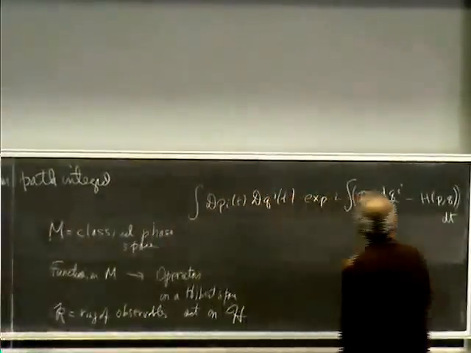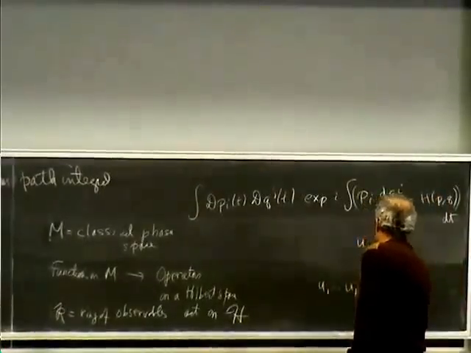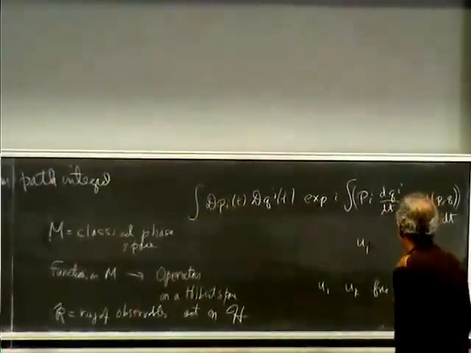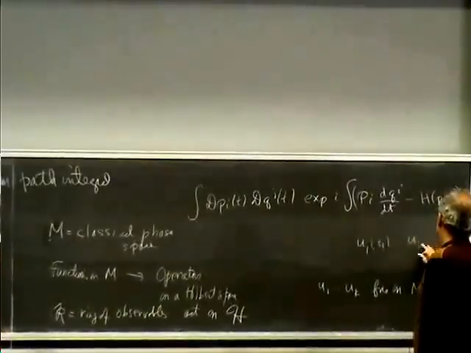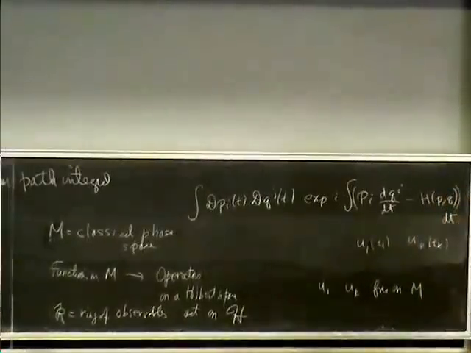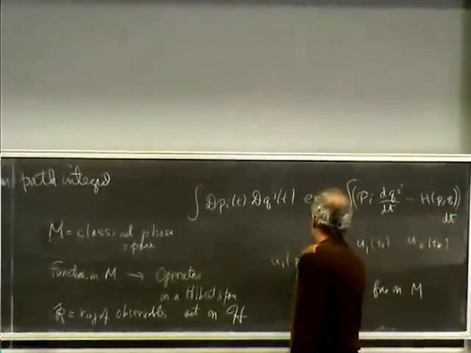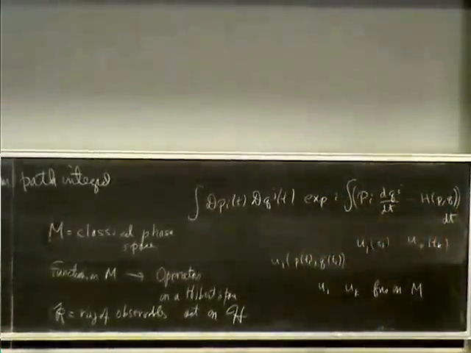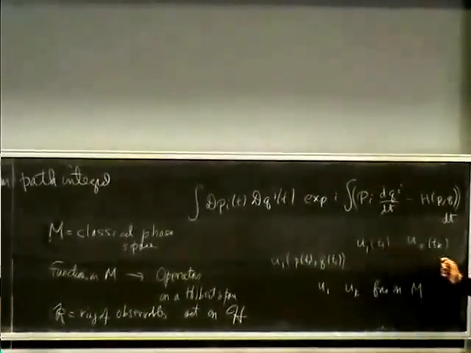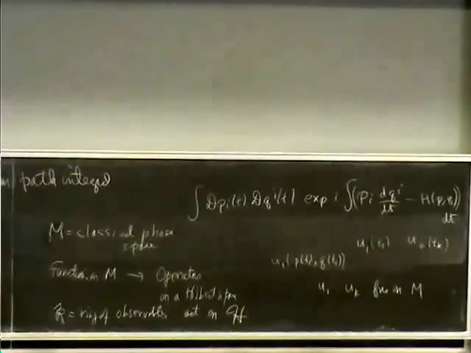So we have insertions of functions. So u1 up to uk will be functions on M. So we take u1 of t1, an abbreviation for u1 evaluated at p of t1 and q of t1. We take functions on the manifold, we insert them at particular times, and then according to Feynman, this gives a recipe for calculating matrix elements of quantum operators in a Hilbert space.